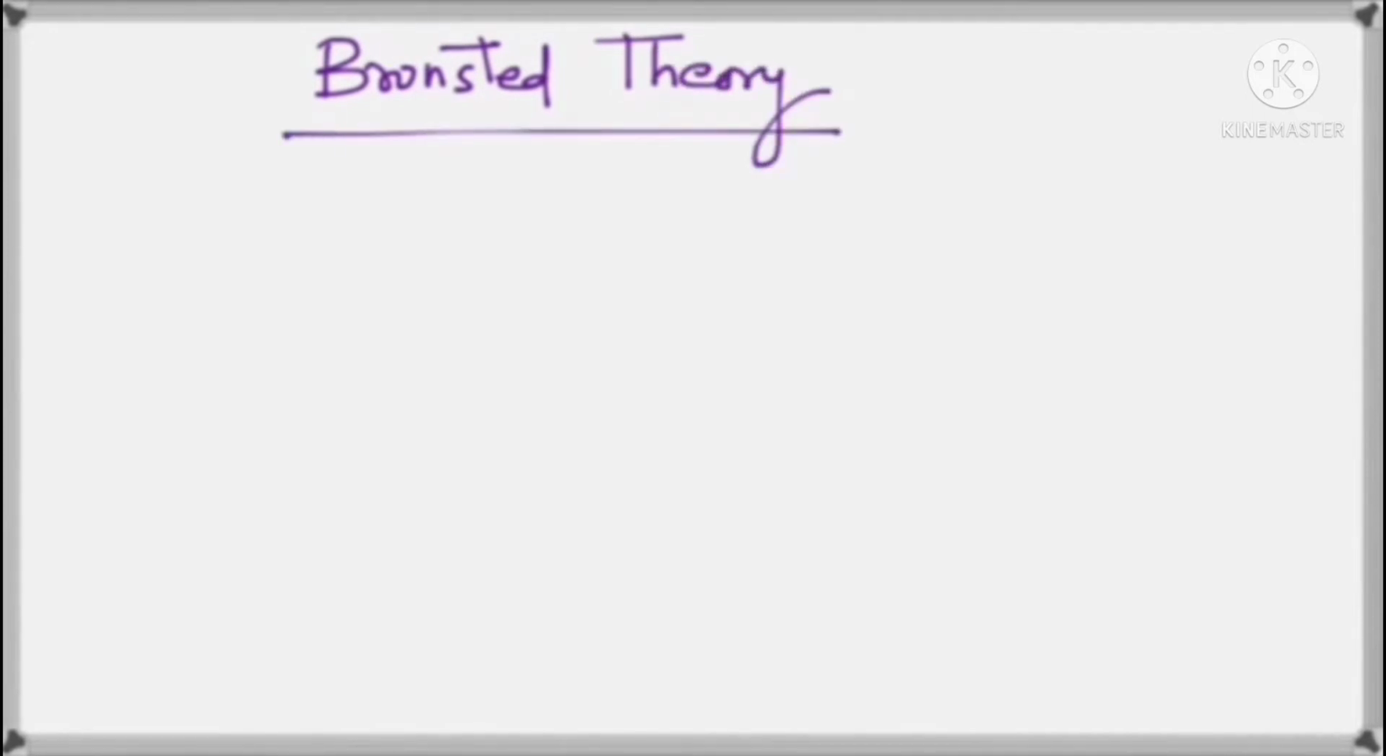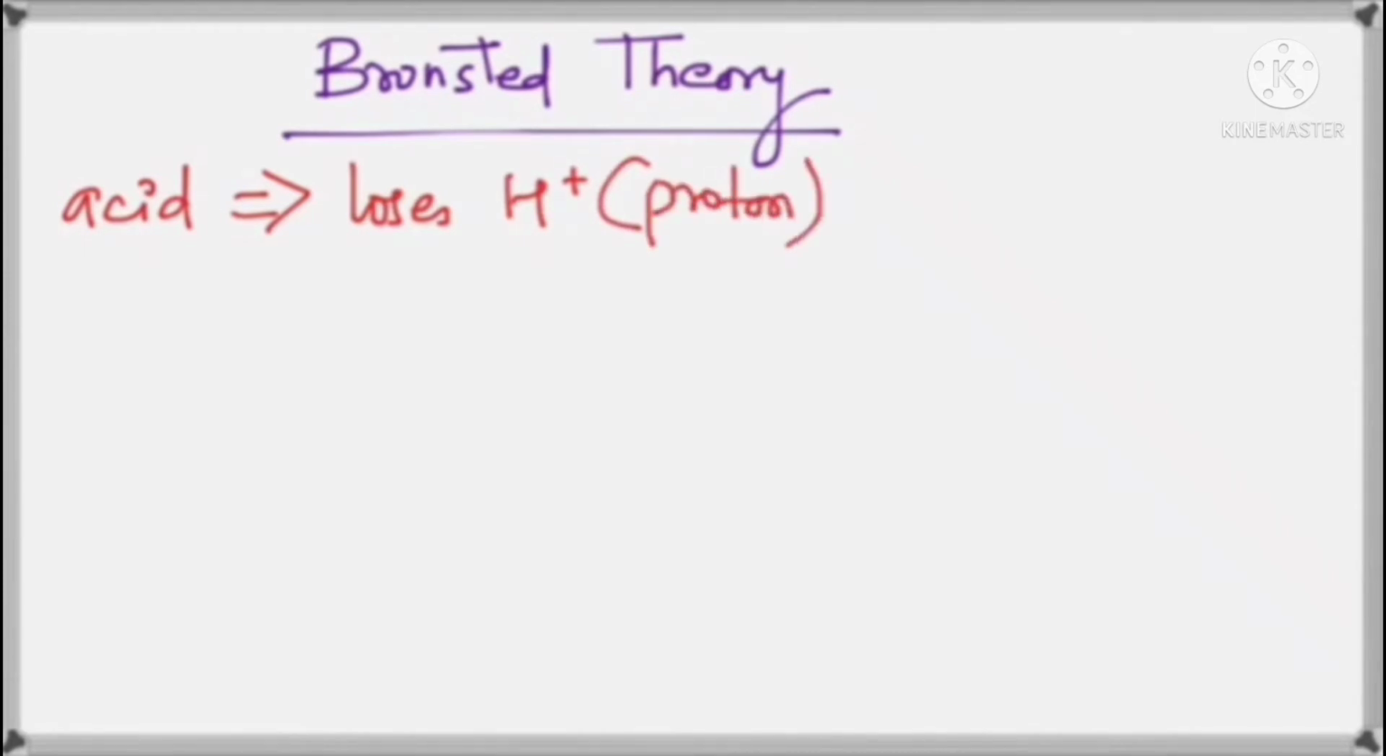So we will follow the Bronsted definition for acids and bases. Bronsted is the name of a scientist who gave a theory, and the theory suggests that an acid is something which can lose a proton, and we write a proton as H plus because hydrogen ion has no electron, and so it is a proton. So acid is something which loses a proton, and base is a substance that can gain H plus or gain a proton.